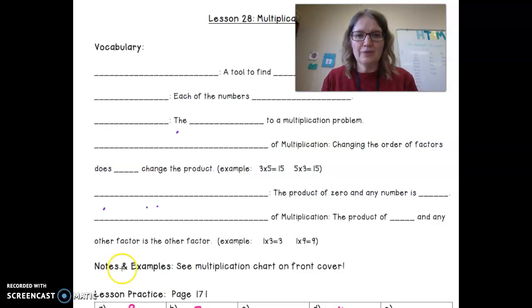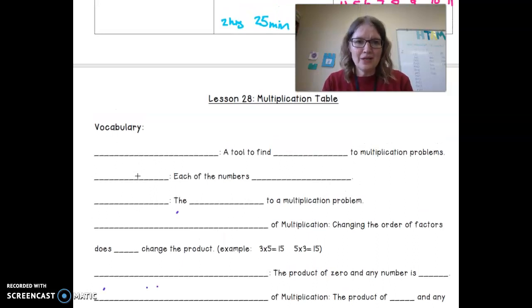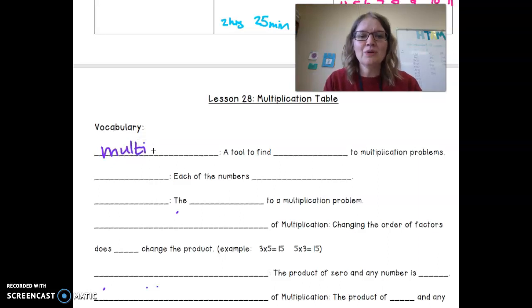First off, we need to talk about the multiplication table. The multiplication table is a tool to find multiplication answers to multiplication problems. And if you cannot fit the multiplication table in your brain, that's okay. Just do your best. We can use it to find answers.